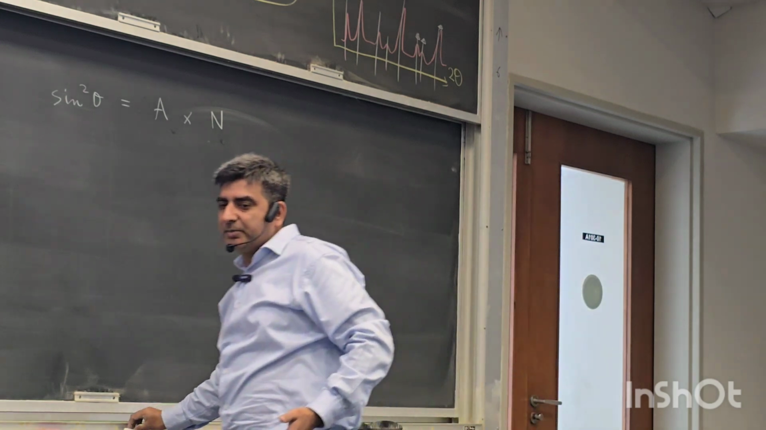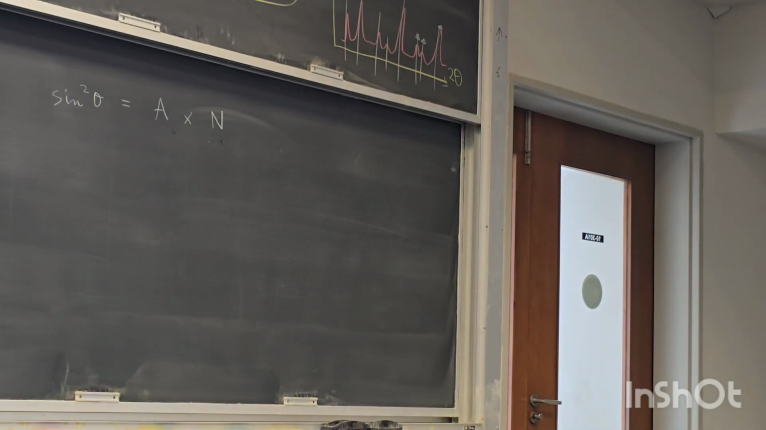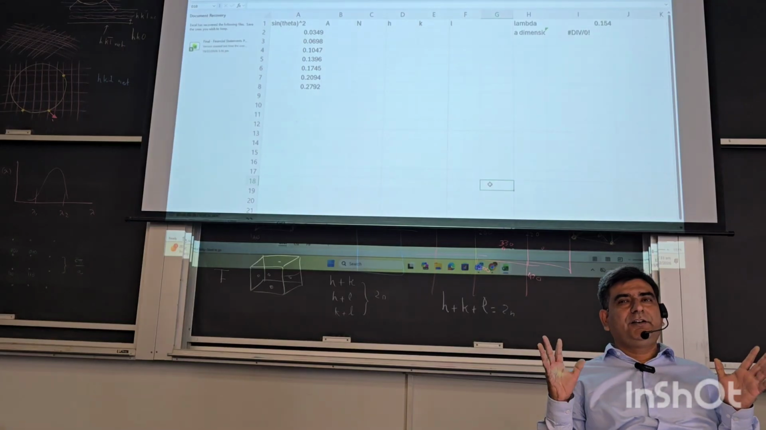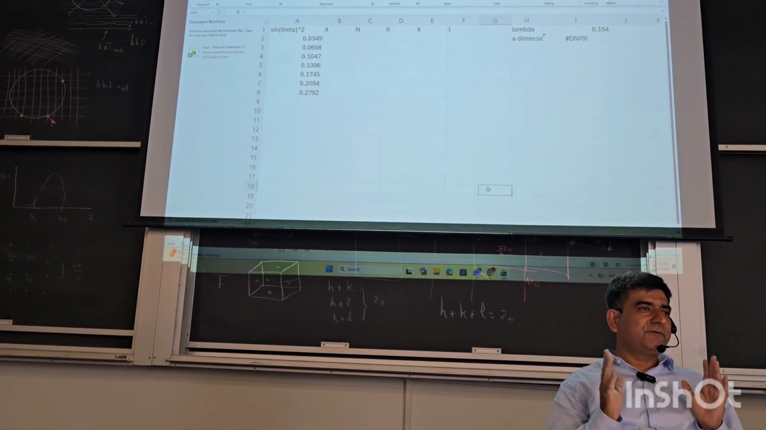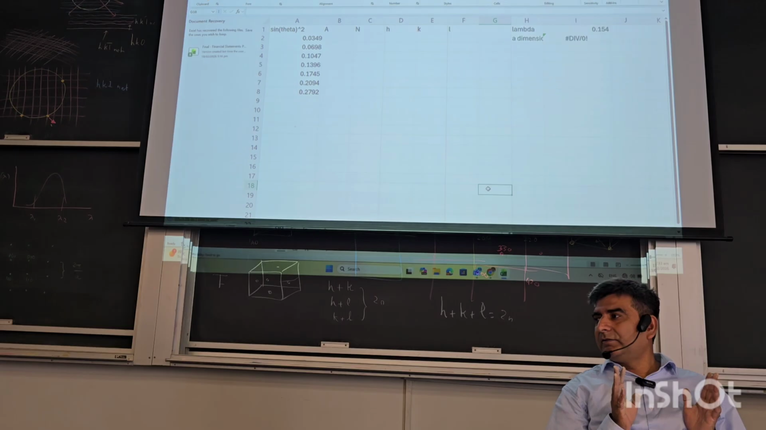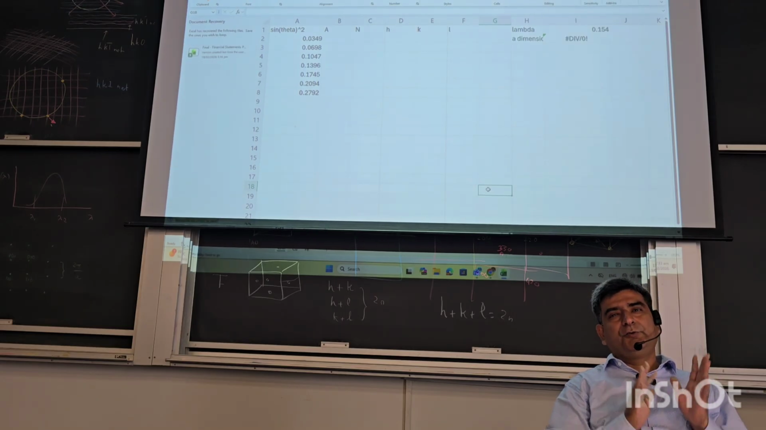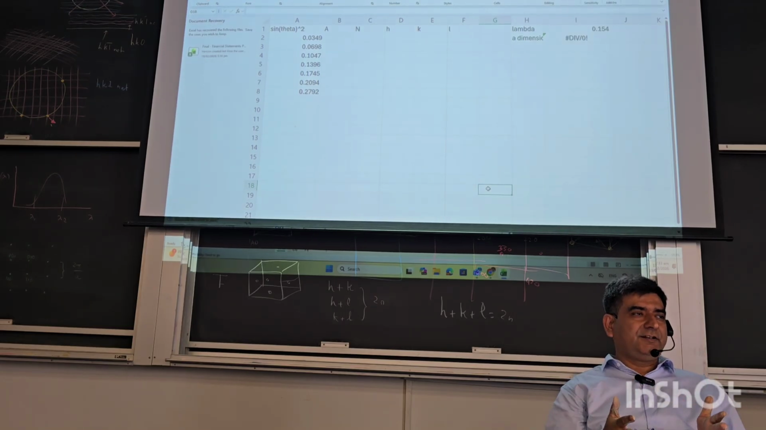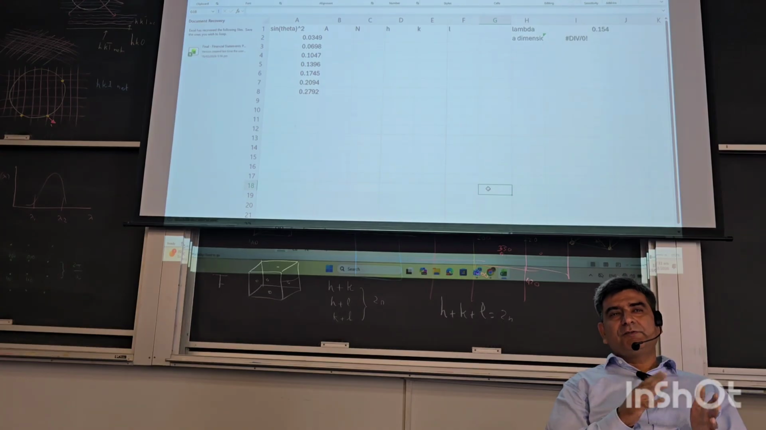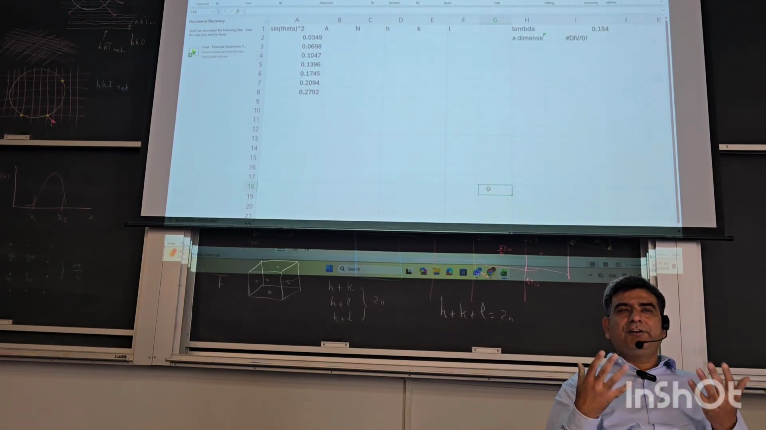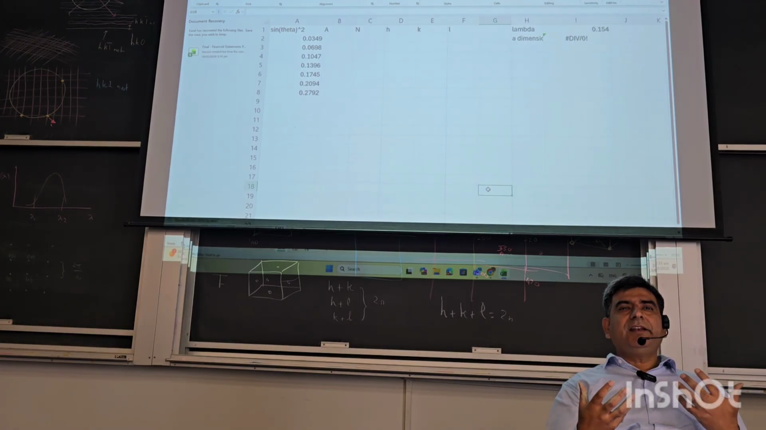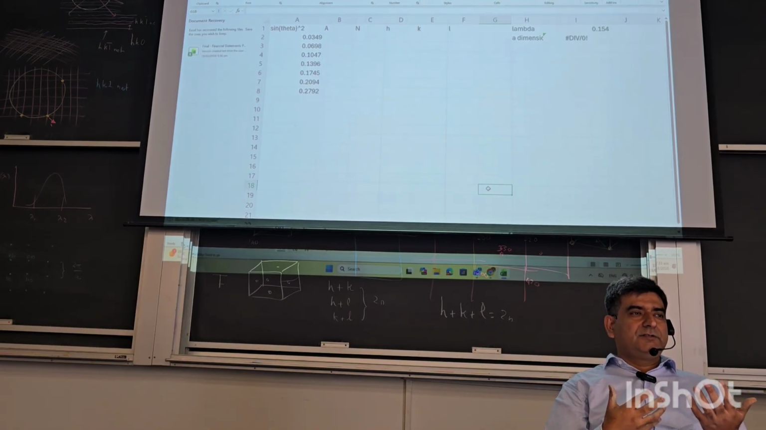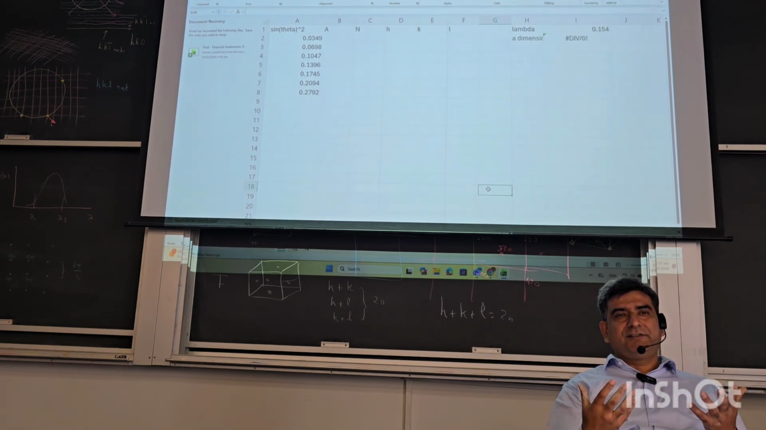So just to give you an example, let me see if this is cesium chloride. The first column shows the values of sine square theta. You do a diffraction experiment, peaks occur here. Now this sine square theta, if it equals A times n, I need to find A and I need to guess n. So n is sine square theta divided by some number. So n is an integer.